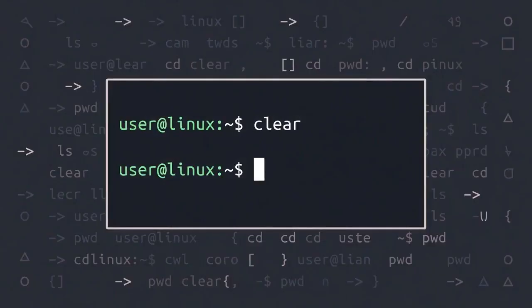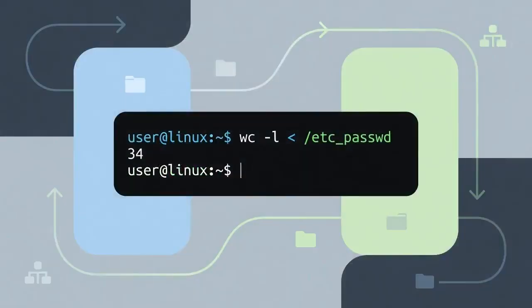It wipes the visible scrollback buffer and drops the prompt back to the top, giving us a clean canvas for the demo. Now we redirect a file into wc using the < operator. The shell opens /etc/passwd and feeds its contents directly into wc stdin, so wc counts the lines without ever reading from the keyboard. The single integer returned is the total number of user account entries on the system.